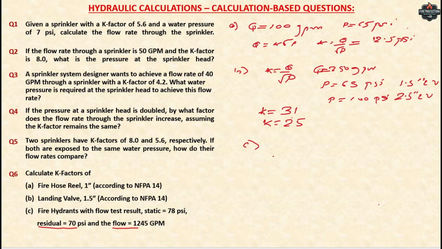So here you can use the same formula: K is equal to Q by root of P. You put all the values now. Here P is equal to 70 and Q is equal to 1245. You will get K is equal to 150, the K factor for this hydrant system. So again, please excuse me for this bad handwriting. Maybe I'll improve it in later videos.